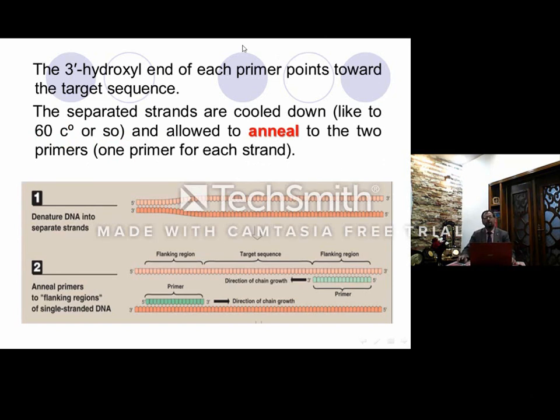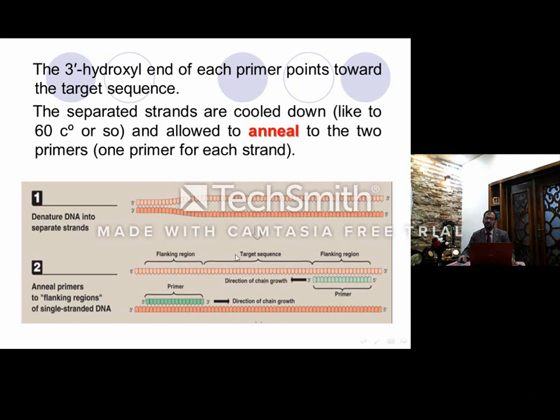So now this is the first step, which is the denaturation. The double-stranded DNA has been opened up and two single strands have now separated from each other. Later on, each of these two initial single strands will work like a template to synthesize a new molecule, a daughter strand. But first of all, we have to know what the target region is.